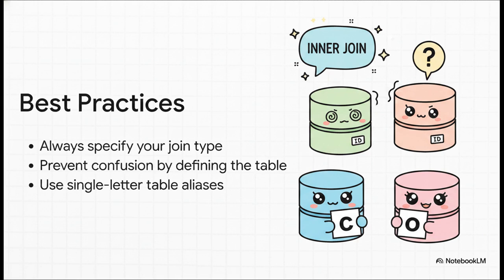But since writing out full table names gets super tedious, our third tip is a real game changer: use table aliases. Just use a simple C for customers and an O for orders. It's a fantastic trick that saves massive amounts of time and makes your connections visually obvious.